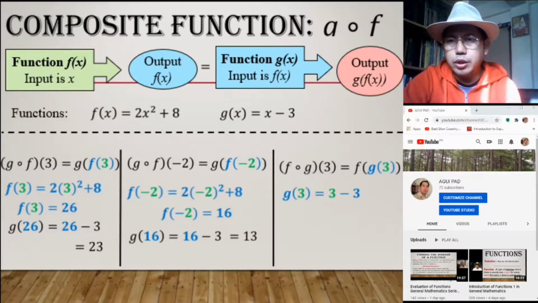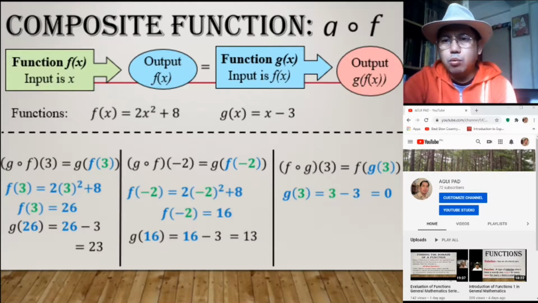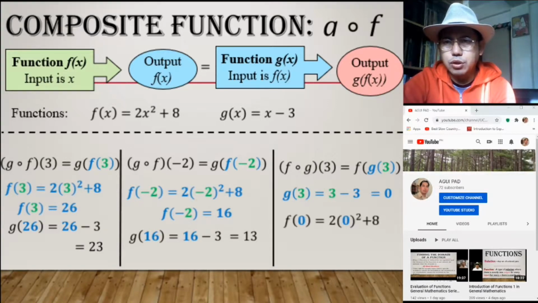And so when we are going to evaluate, we make use of 3. So we have g of 3 is equal to 3 minus 3. Of course, it will give you a result of 0. So g of x is equal to x minus 3, when x is 3, will give you a result of 0. Now, how about the second function?